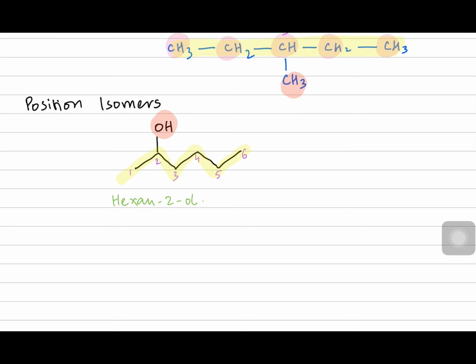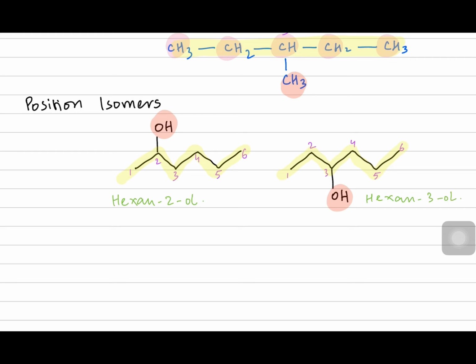What if the OH group was on carbon number 3? You are not changing the methyl position. There is no methyl here. But here, you are concerned with the position of the functional group in the 6-carbon hexane. It's a 6-carbon structure, you can see that. But here the OH group is on carbon 3. So you will call it hexane-3-ol.